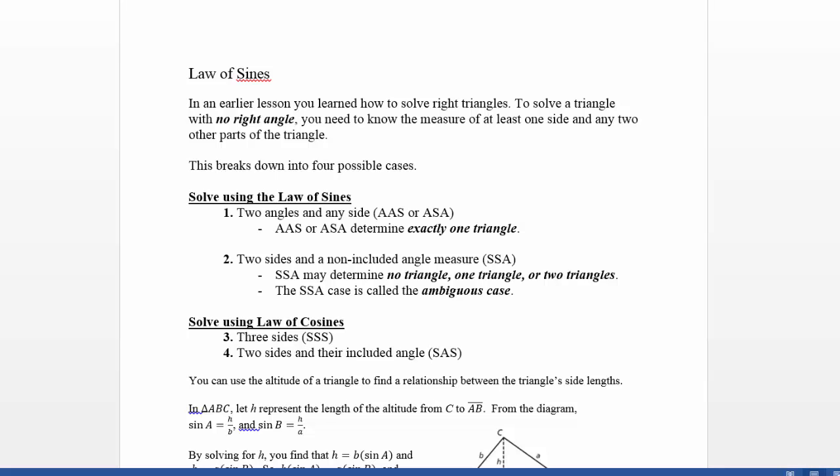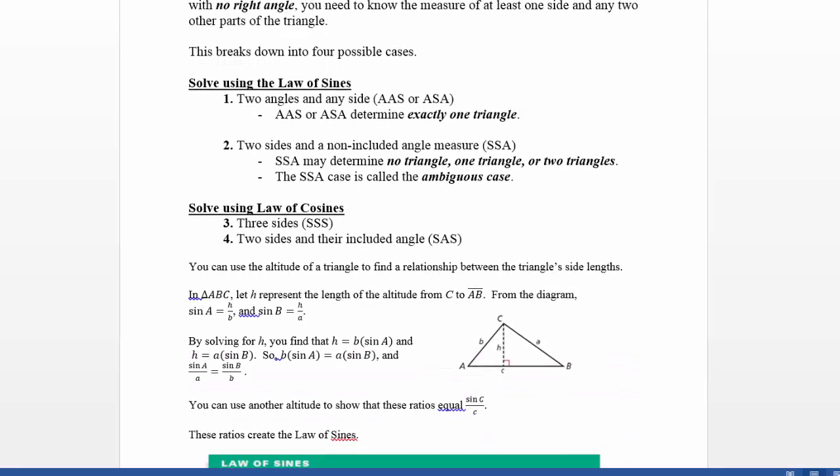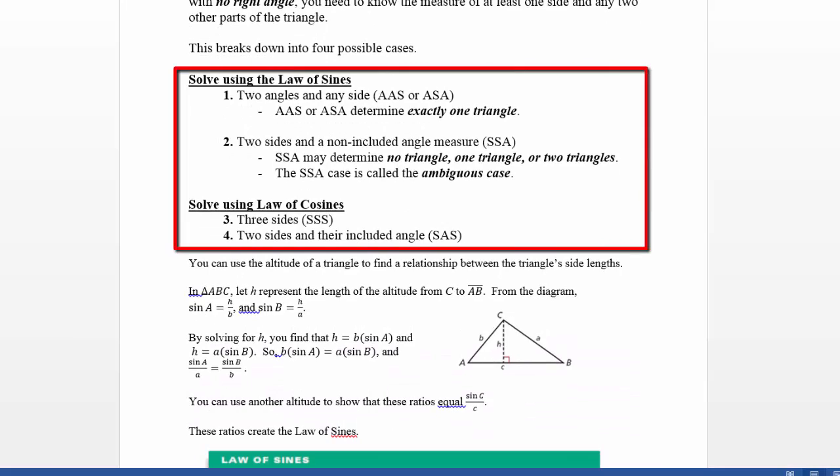Now, as a result of that, this is going to break down to four possibilities. And if you look here at these four possibilities, two of them are going to be solved by using the law of sines. And two possible scenarios are going to be using the law of cosines. Now, you may have used these in geometry. And what we're going to do in this course is we're going to actually take the law of sines just a little bit deeper, and we're going to talk about some of the nuances of some of these particular problems.